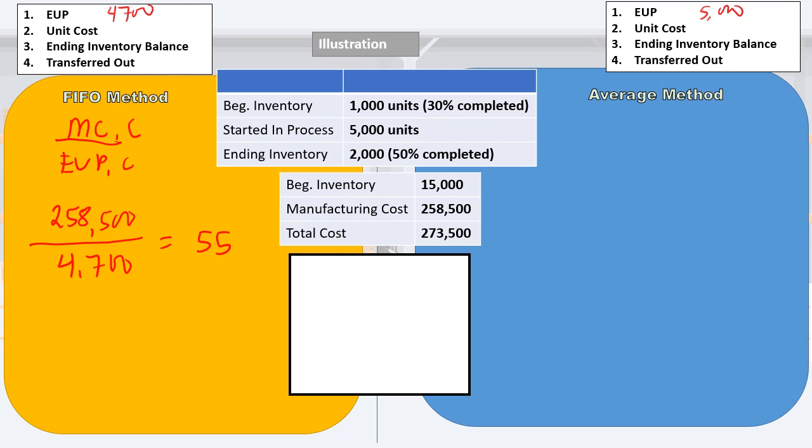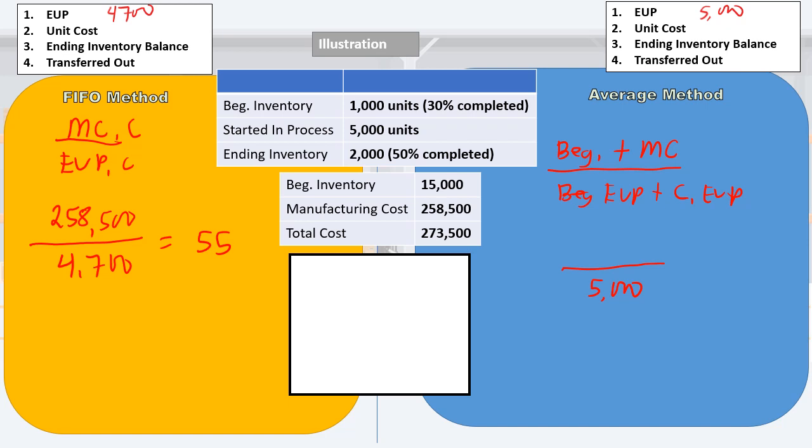Under average method naman, dahil pagsasamahin po natin yung beginning tsaka yung current, ilagay lang po natin. So, beginning inventory cost plus manufacturing cost, then over beginning EUP plus current EUP. Diba? So, yung beginning EUP natin, na-compute natin kanina 300, yung current EUP natin 4,700, so lumalabas yung ating magiging EUP sa baba will be 5,000. And na-compute din natin yan sa ibang paraan kanina.